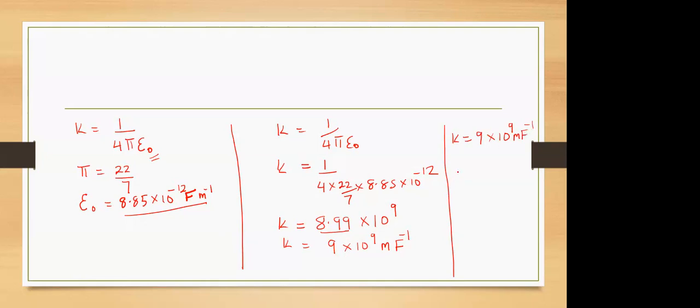So when I go back to my formula for finding the force, I'll say my force is K, then I put the magnitude of charge 1, charge 2, divided by R squared. So now this is the formula that we are going to be using for our calculations. Are we together on that?